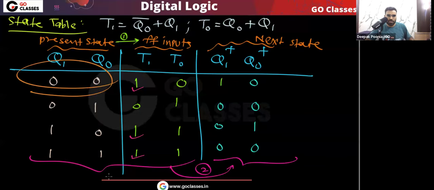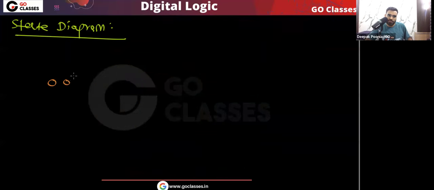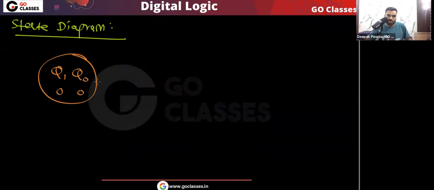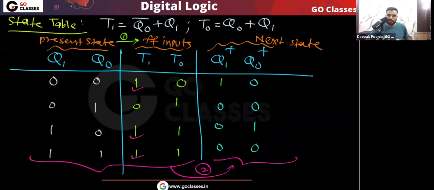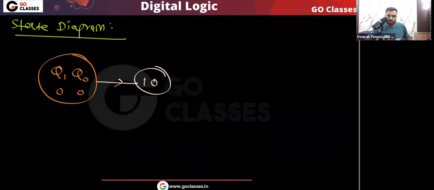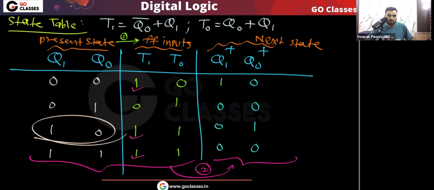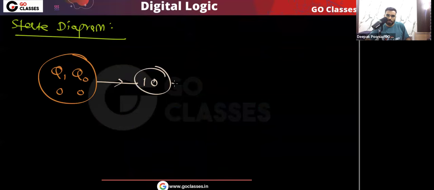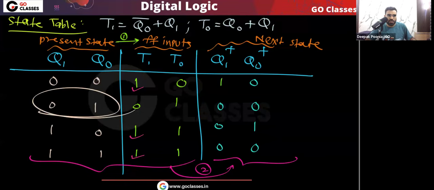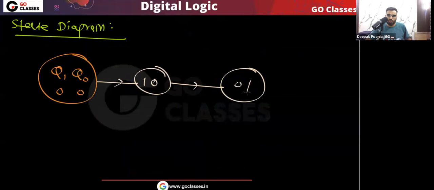If this is the present state Q1 Q0, and the present state is 0, 0, then the next state will be 1, 0. If the present state is 1, 0, then the next state will be 0, 1. And if the present state is 0, 1, then the next state will be 0, 0. So from here we will go here.